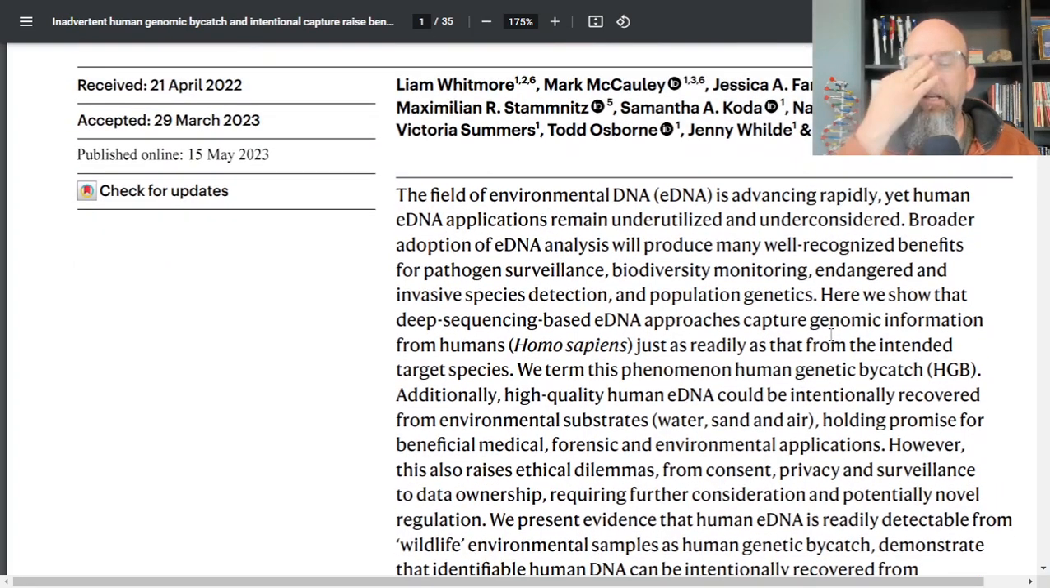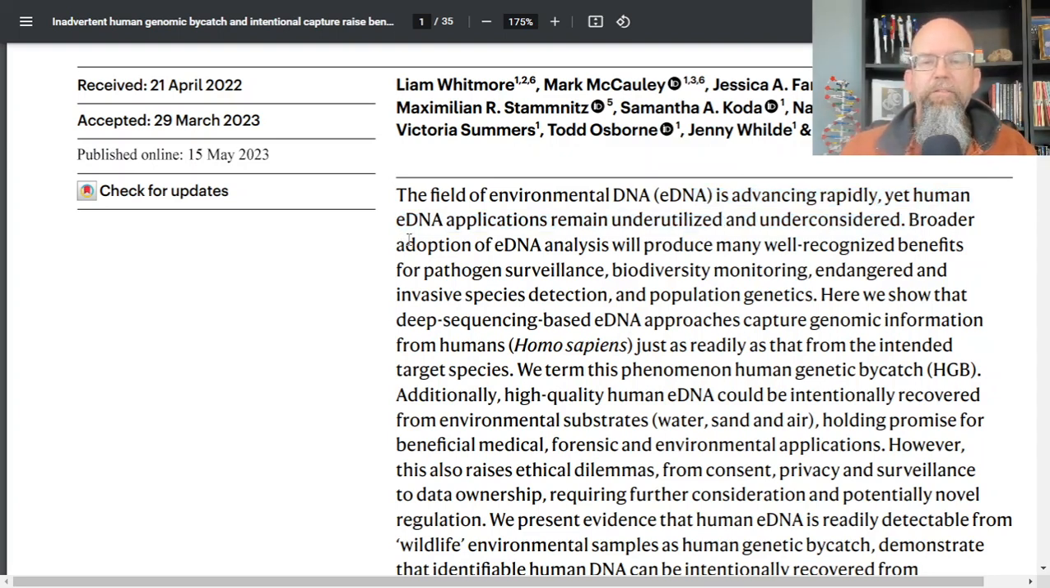The field of environmental DNA is advancing rapidly. Yet human environmental DNA applications remain underutilized and underconsidered. We do use environmental DNA for a lot of stuff with humans. Just think back to the recent pandemic, and we sample wastewater in order to find out how many people are shedding viruses. We've discovered that people have polio in certain places because there are individuals shedding that polio sequence. Now, that's not directly identifying humans, but it's identifying products from humans.